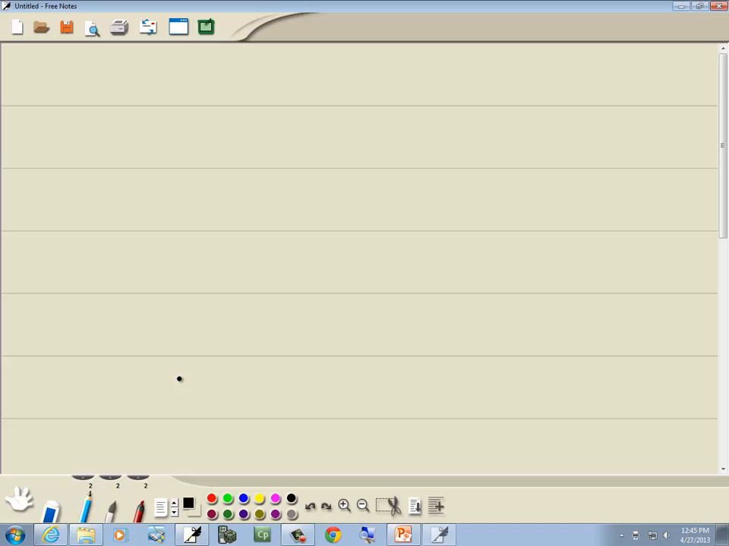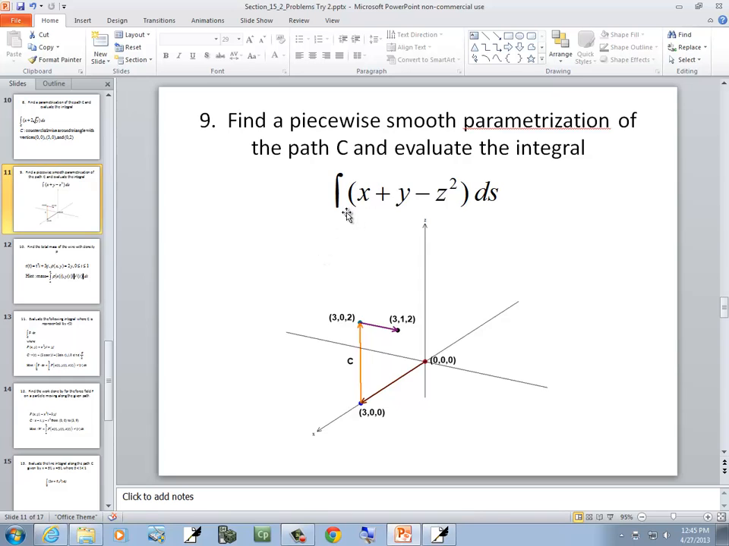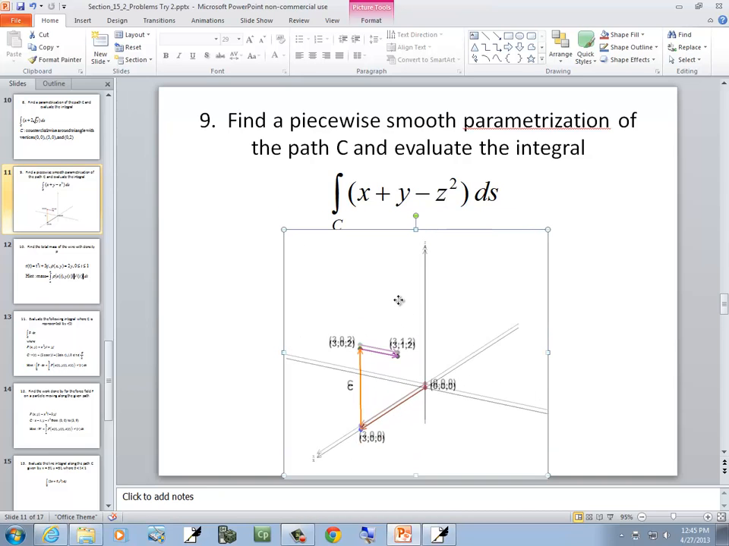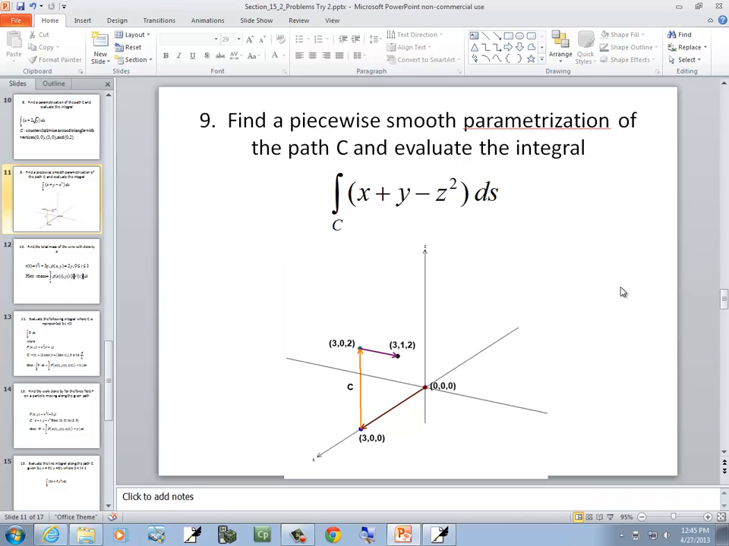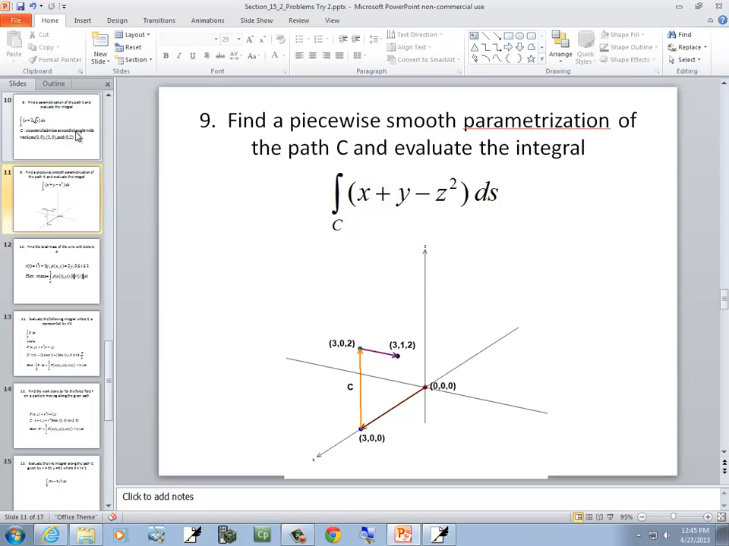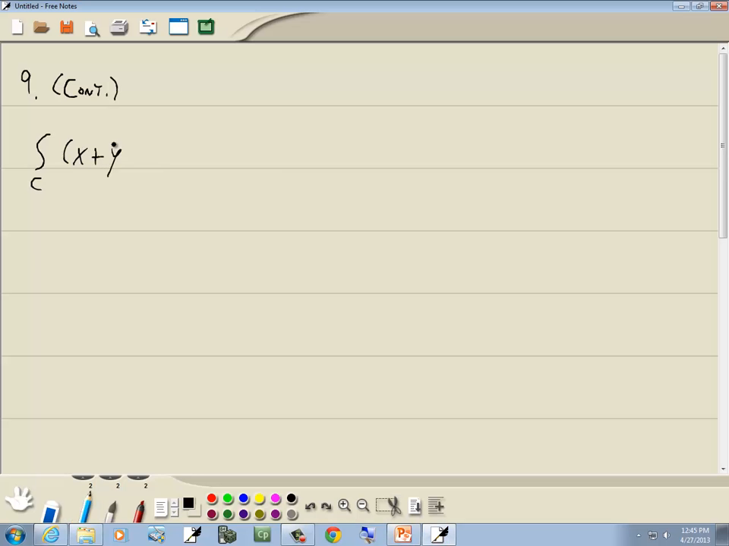Number 9 continued. Okay, so now we're going to go back and find our integral. There, had a little bit too high. Okay, so that's our integral we're working with, and it's x plus y minus z squared ds.